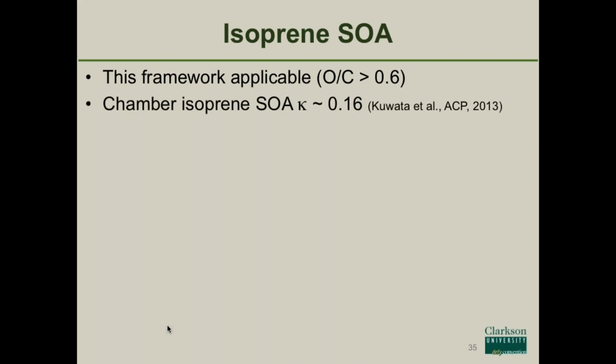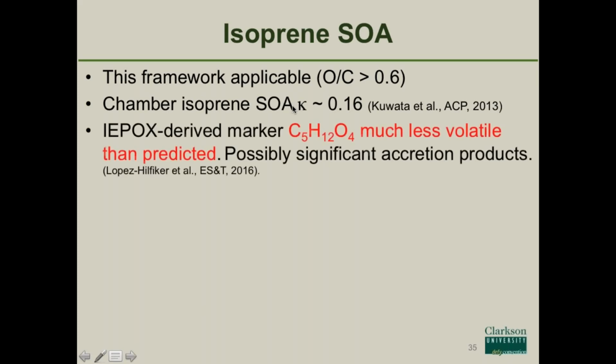Finally, what can we learn from this through the lens of this framework? Isoprene SOA may be a useful system to apply this kind of process, because isoprene SOA generally is pretty high in volatility. Obviously, it's pretty high because the starting number of carbon is pretty small. From chamber experiments, experimentally determined kappa is about 0.16.